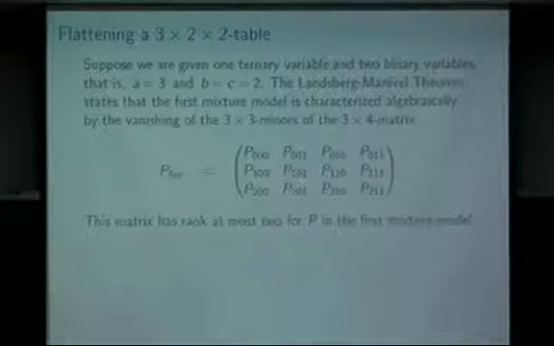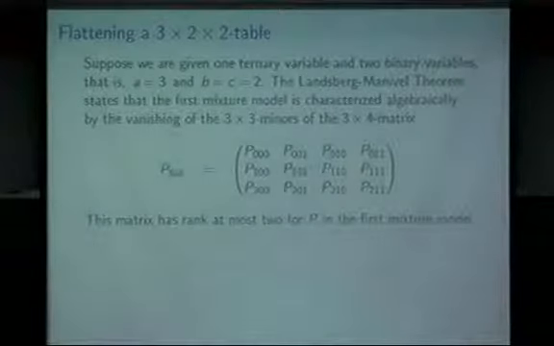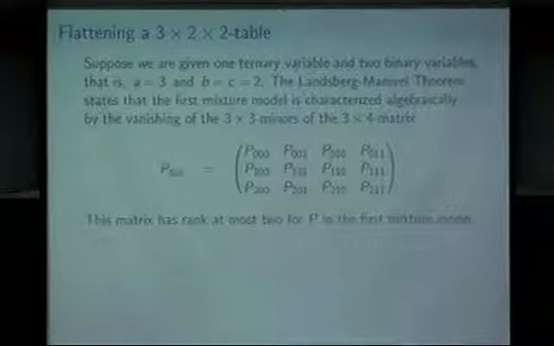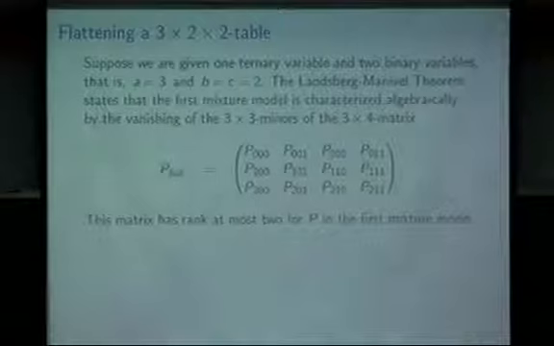Oh, let me make this very concrete. Let me explain these flattenings. Just to have a concrete example, suppose we have one ternary variable and two binary variables. So A is 3, B and C are 2. The theorem by Landsberg and Manivel said that the first mixture model is characterized algebraically by the vanishing of the 3 by 3 minors of this 3 by 4 matrix. There's only one flattening, right? If you have a 3 by 2 by 2 table, you can either flatten it to a 3 by 4 or to a 2 by 6. But in a 2 by 6 matrix, all 3 by 3 minors vanish, so a 2 by 6 matrix can never have rank 3. So that's all we need to know. Okay, so that's a simple example.